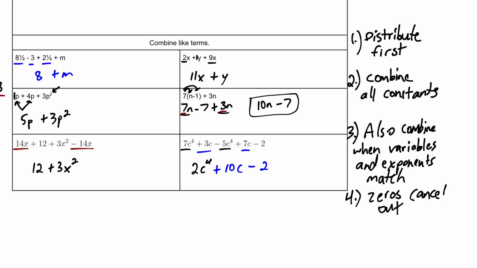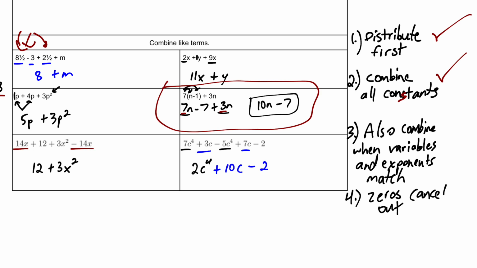4 notes for combining like terms. We're going to distribute first, like in this problem here. After that, we combine like terms. We always combine all of the constants, so think about the number terms, even if they look like fractions or squares or square roots. The numbers always go together. When it comes to variables, you only combine those that have the same exponent.